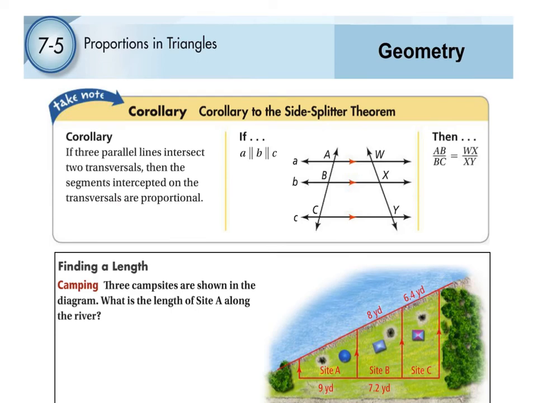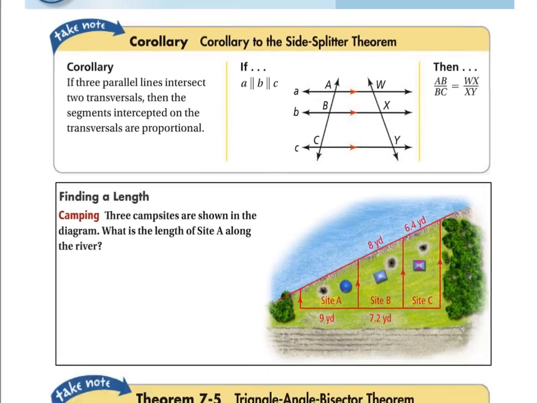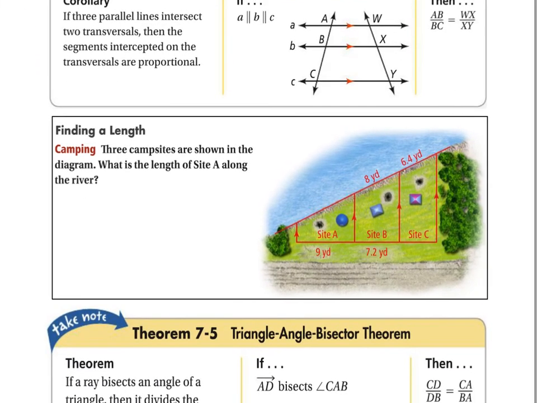The corollary to the side splitter theorem is very similar. If I have three parallel lines and they intersect two transversals, then the segments intercepted on the transversals are proportional. It's more or less the same exact thing. I say AB over BC equals WX over XY. Again, same concept, except now it's not necessarily in a triangle.